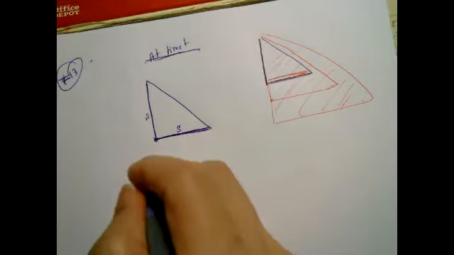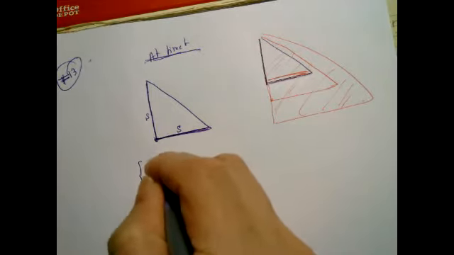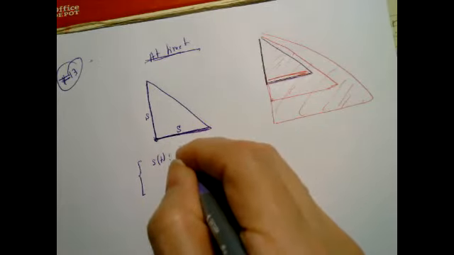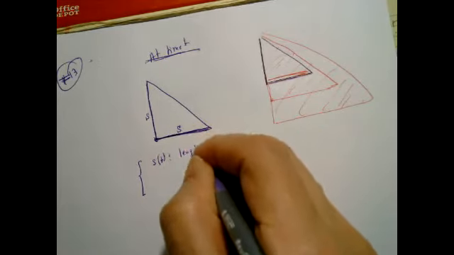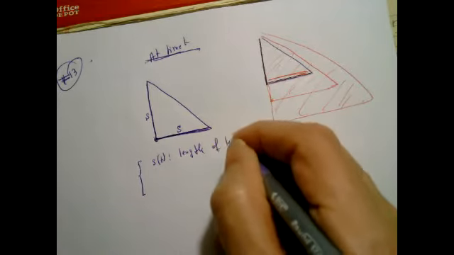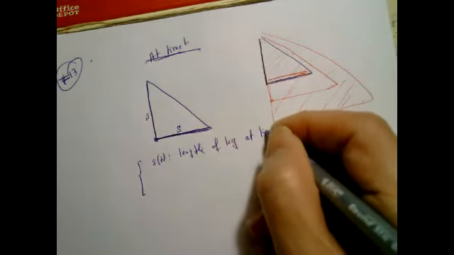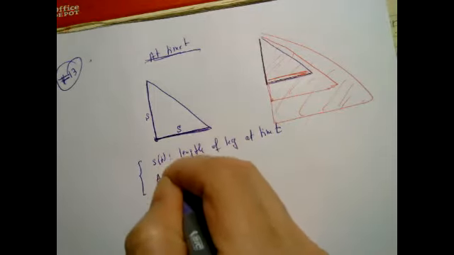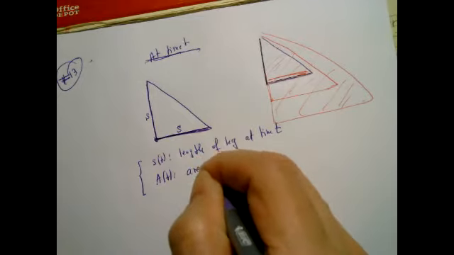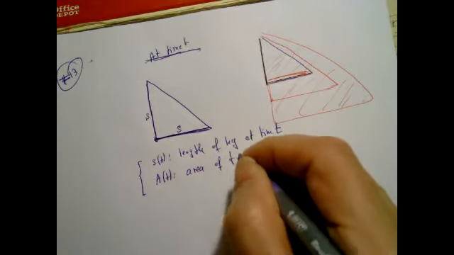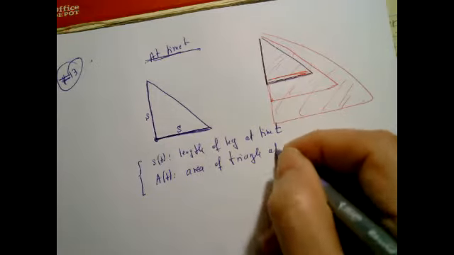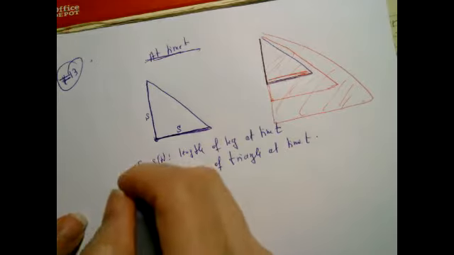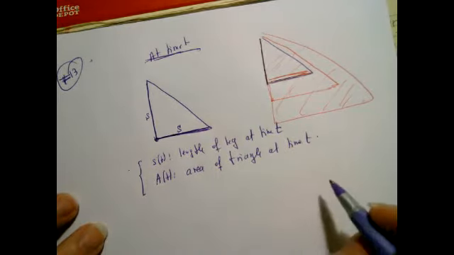So step number one, what are my variables? We're going to call S of t, because it's changing with time, the length of the leg at time t. Those are things which are changing. And A of t, the area of the triangle at time t. That's the first step in the process. So these are my variables. Those are the things which are changing with time.